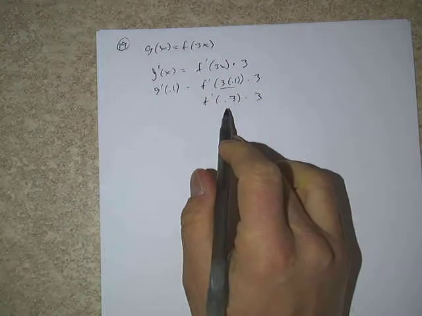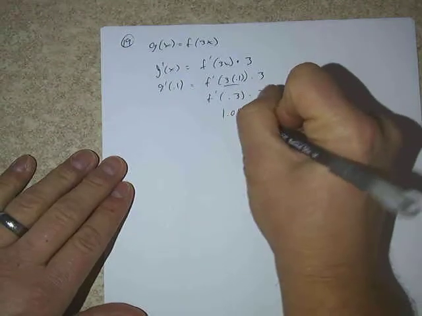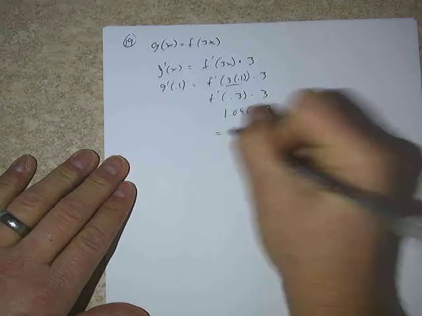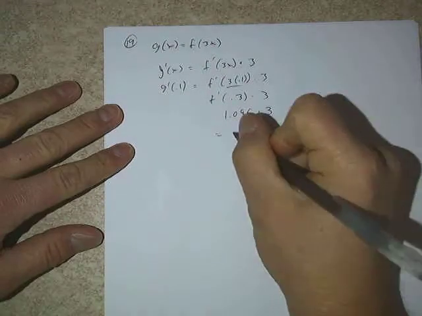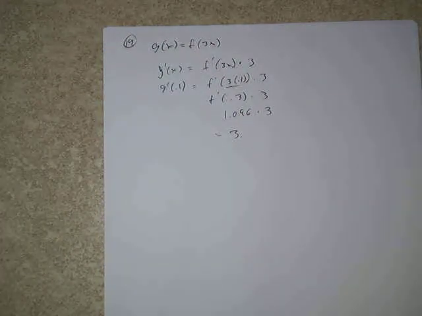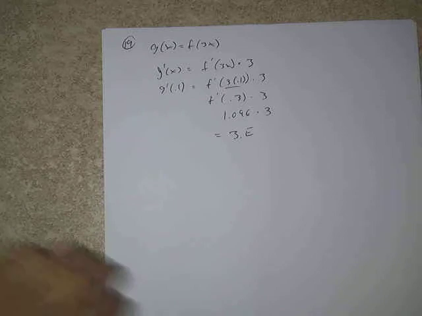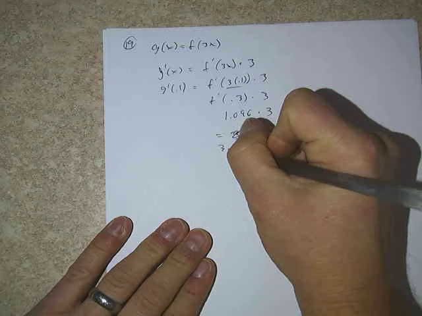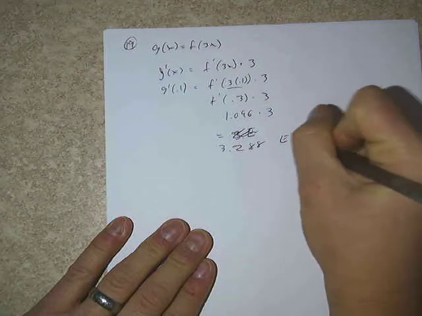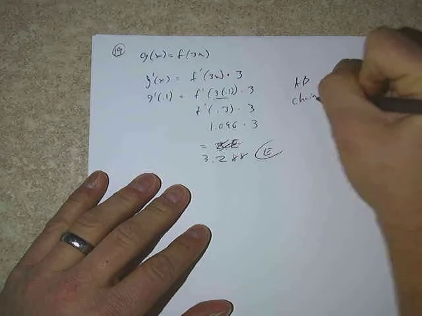And ultimately we got that answer is in our table. If we look at x is 0.3, f prime is 1.096. And so therefore we get 3 times 1.096, which ultimately would be 3.288, which would correspond to letter E. And so ultimately that'd be AB also, chain rule.